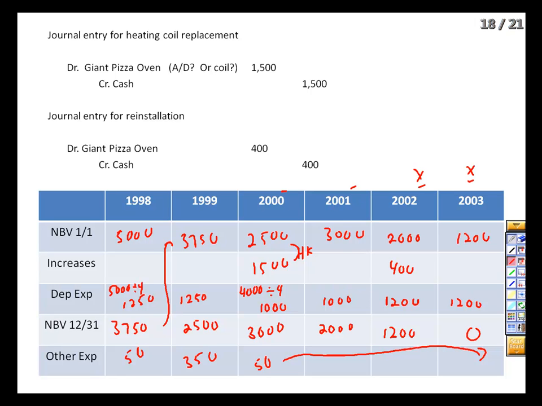So to recap, depending on whether the expenditure makes the asset better or not, we will either expense it in the current period as maintenance, or we will capitalize it and depreciate it over the asset's remaining life. In this case, we treated the $1,500 in 2000 and the $400 in 2002 the same way that we treated the original $5,000 purchase.